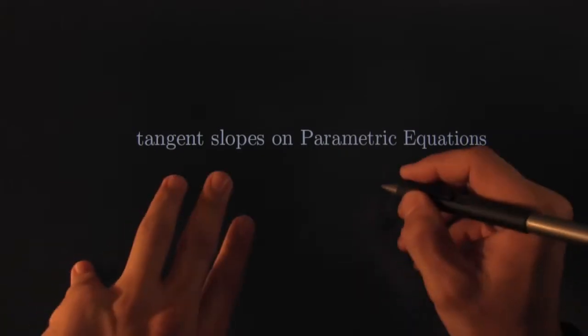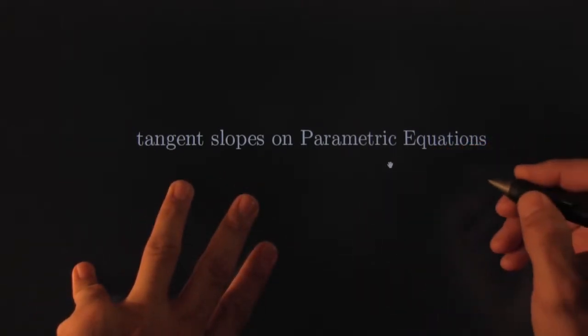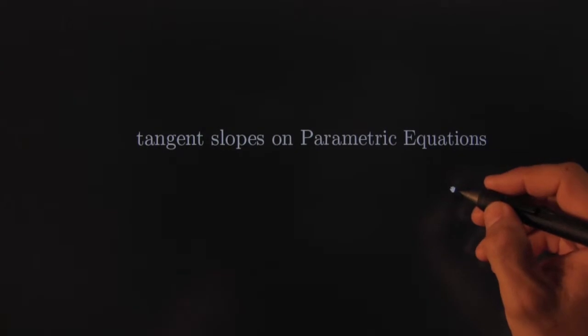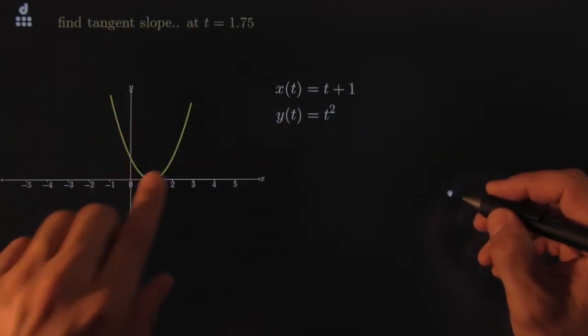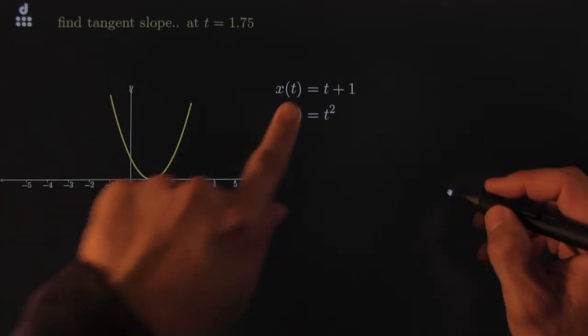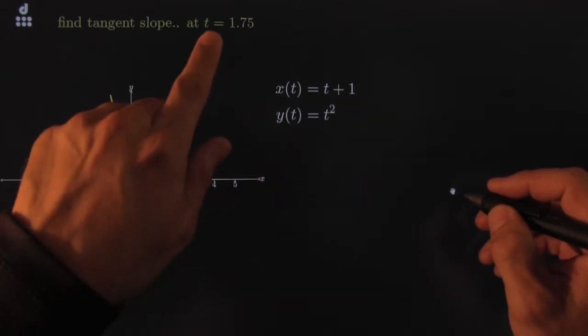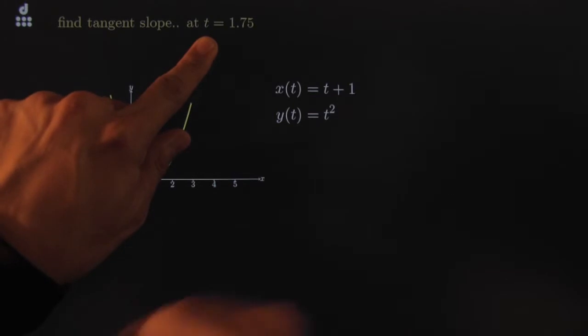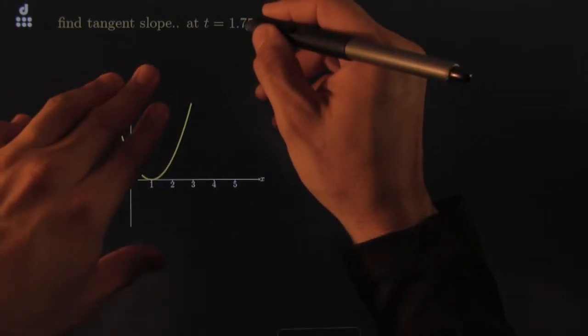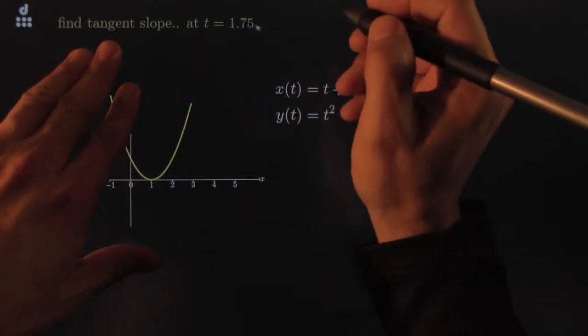So let's do some tangent slopes on parametric equations. We start off with a very innocent looking curve. Here we've got x equals t plus 1, y equals t squared. I went ahead and graphed it, and we're asking, can we find the tangent slope at t equals 1.75?